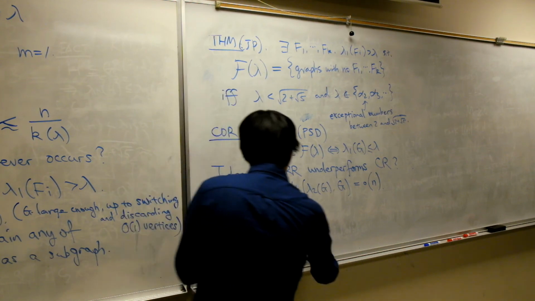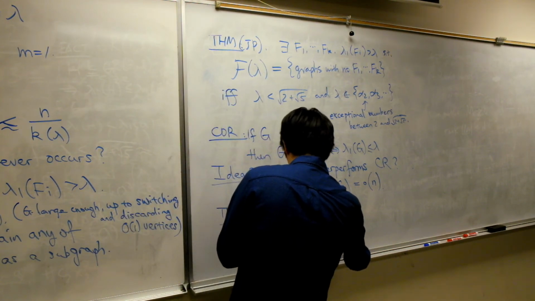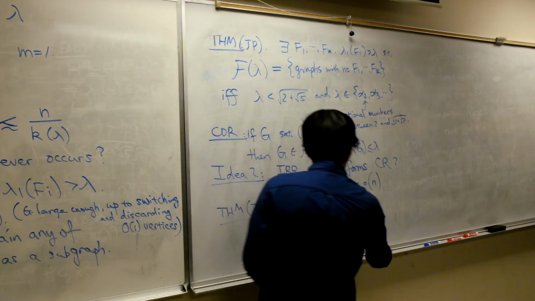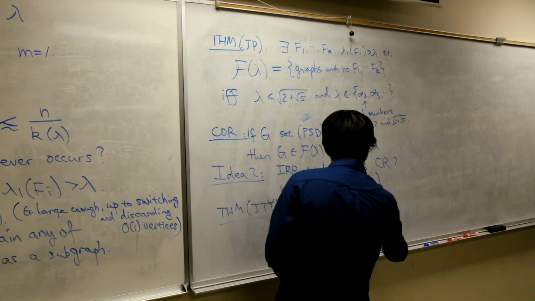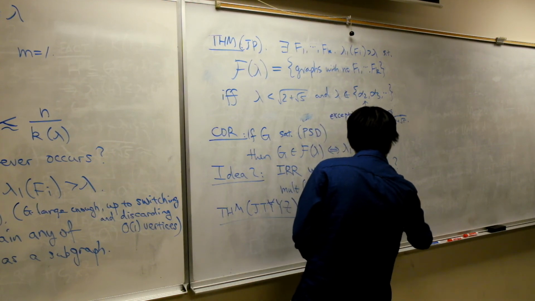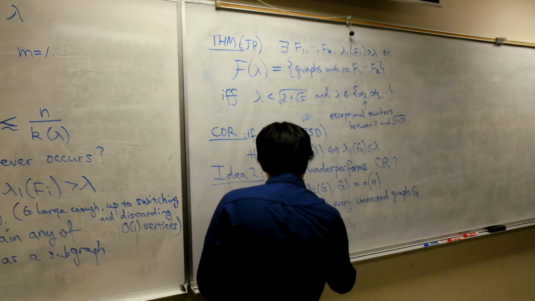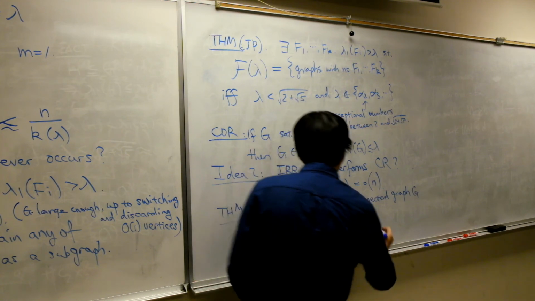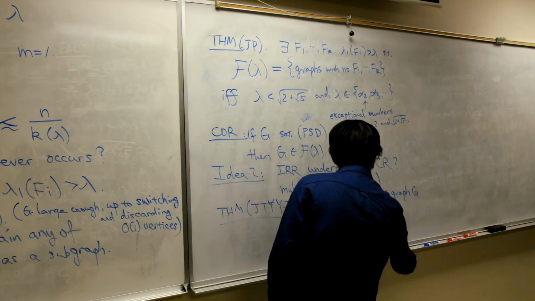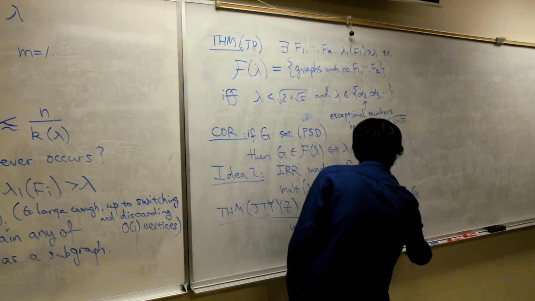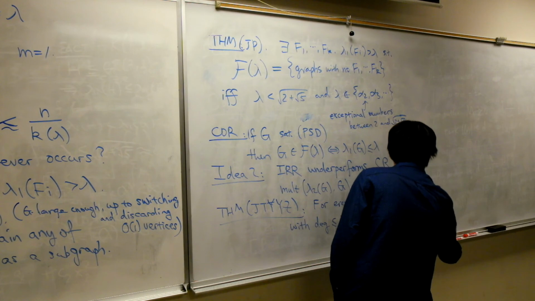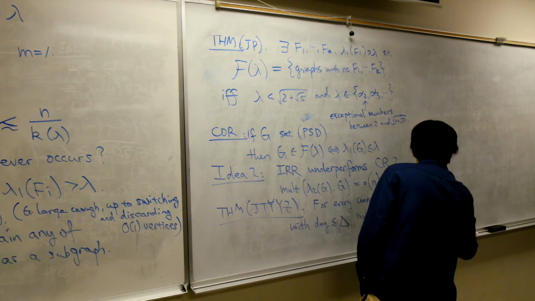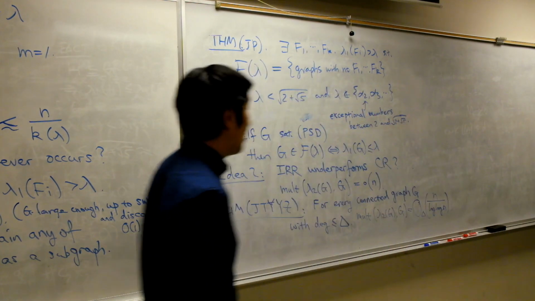And for that, we show the following. For every connected graph G with degree bounded by some constant delta, the multiplicity of the second largest eigenvalue is big O, some constant depending on delta, times n over log n. In particular, it's sublinear.